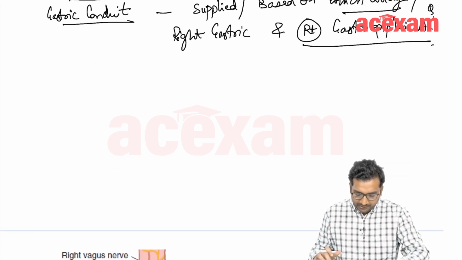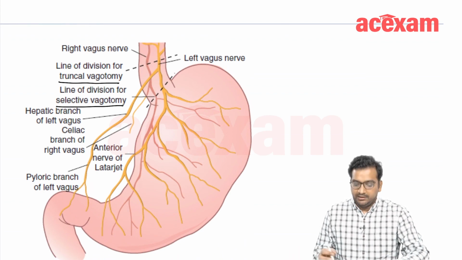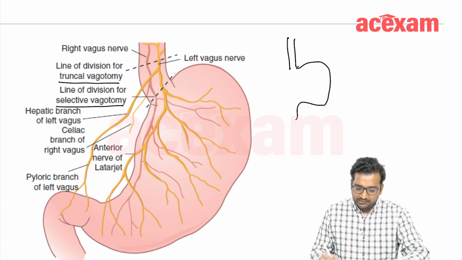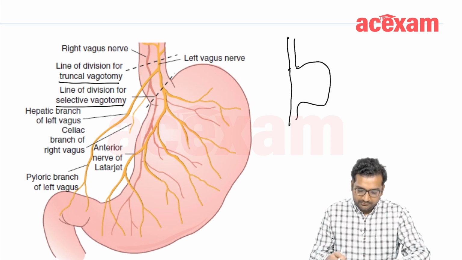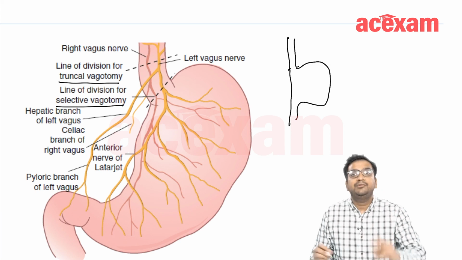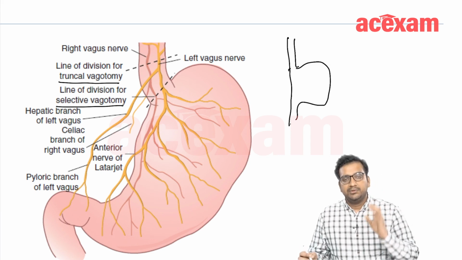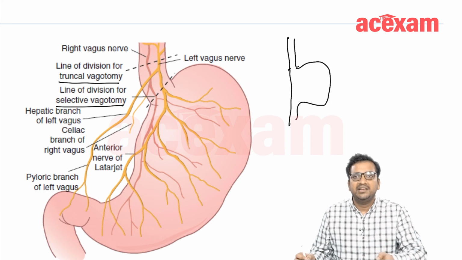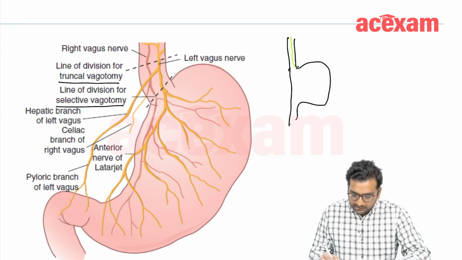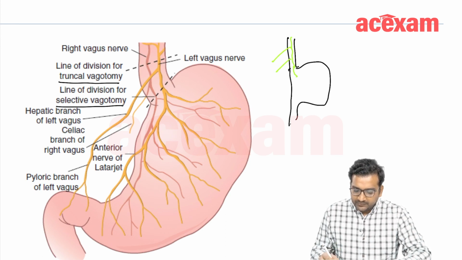Now we are coming to the nerves of the stomach. Nerves are very important. Suppose this is the esophagus, this is the stomach. Now I will draw the nerves here for you. We have two vagus nerves supplying the stomach. The left vagus is anterior and the right vagus is posterior. This vagus nerve is coming here anteriorly, giving some branches, and then going into the stomach and giving branches like this.